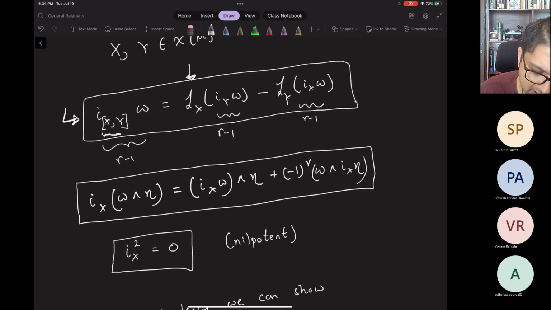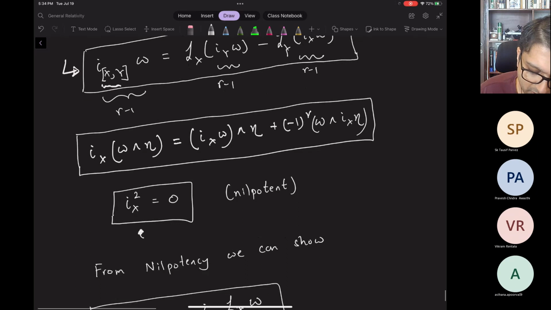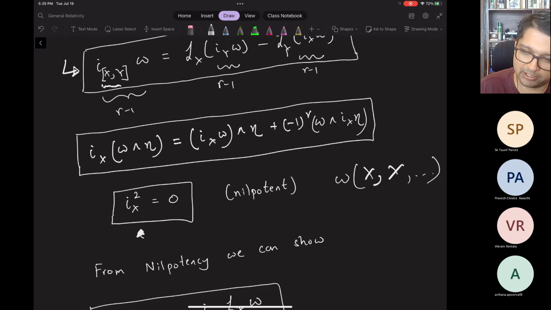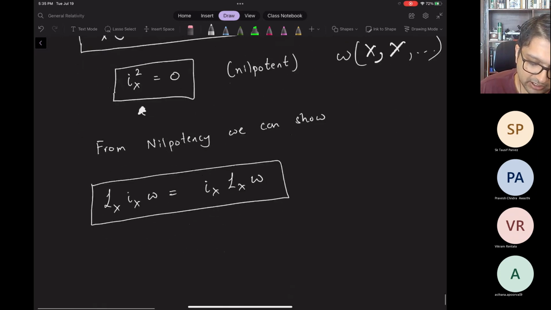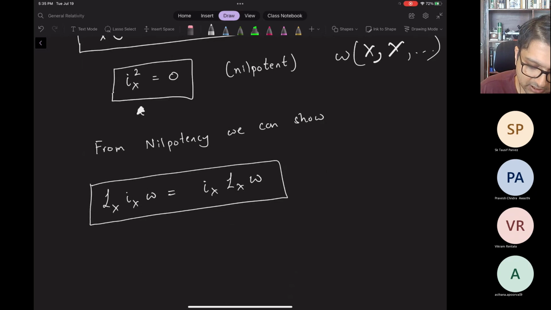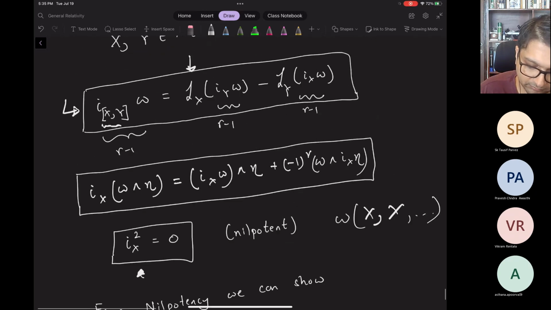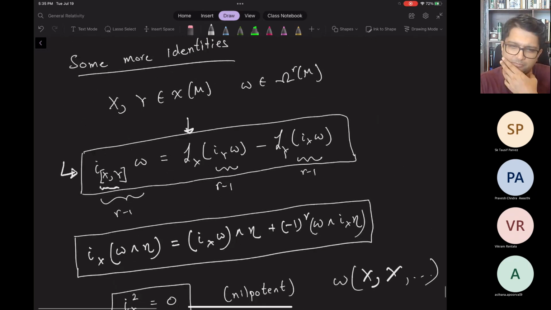And then i_X acting on omega wedge eta is equal to i_X omega wedge eta plus (minus 1) raised to R, omega wedge i_X eta, where omega is an R form. And also i_X squared is 0. That's easy to see, right? If I feed in two X's to omega, this should just be 0 because it's fully antisymmetric. And then you can also show that L_X i_X omega is equal to i_X L_X omega. These are some useful properties.